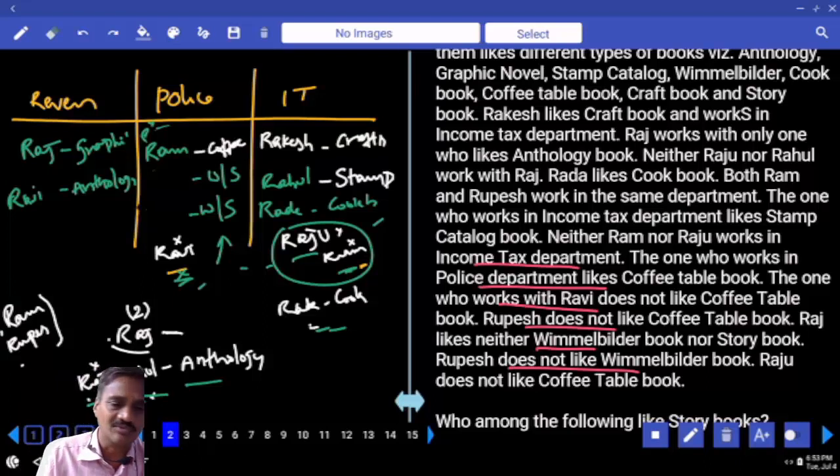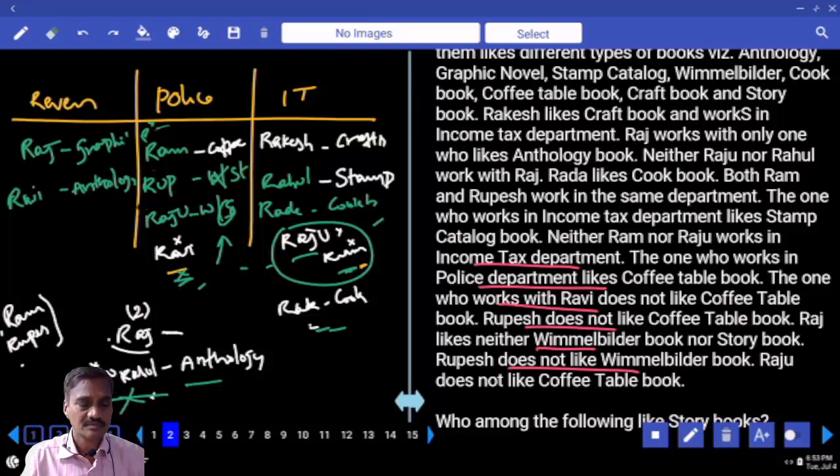Now if Ram is here and Rupesh, Rupesh does not like Wimley builder. Now if Rupesh is here, Wimley builder is ruled out, so storybook. Then this person is Wimley builder. And who is that person here? Raju must be. Now this is about the common parameter. Raj, Ravi, Ram, Rupesh, Raju, Rakesh, Rahul and Rade.